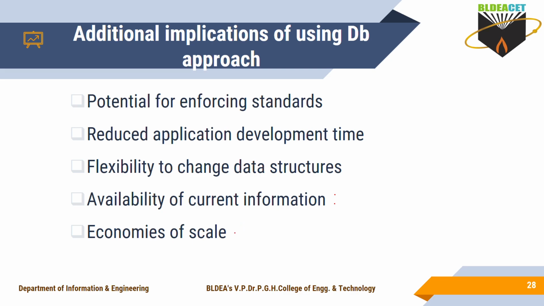Next one is economies of scale. I'll take our college itself. I want the same student records in the office, in the department, and in the library. Instead of purchasing a database system separately for the office, the department, and the library, you purchase the database only once, and the same database system can be used by the office, the department, and the library. In this way, your cost of scale is also reduced.